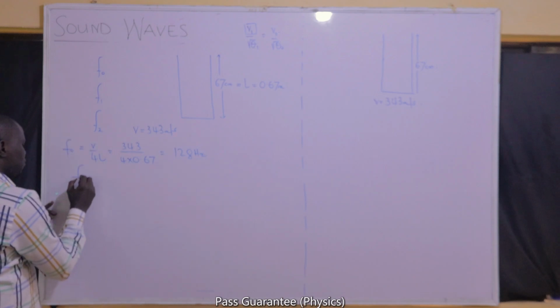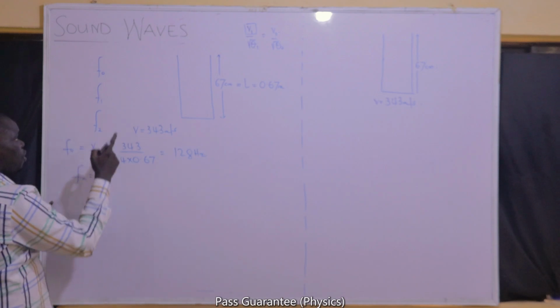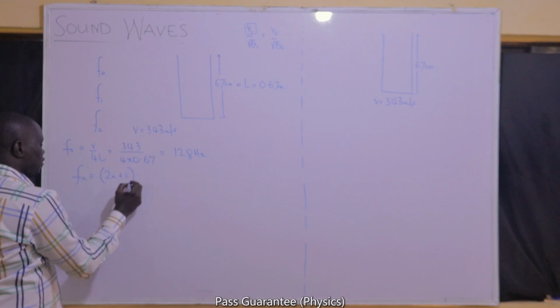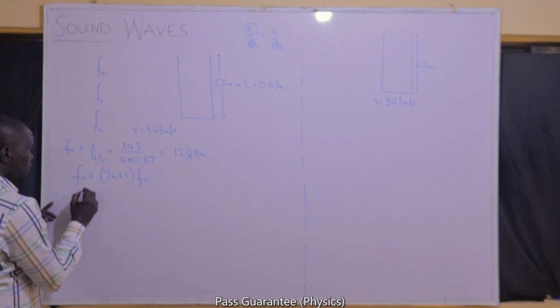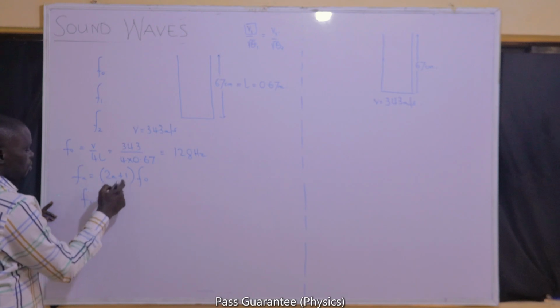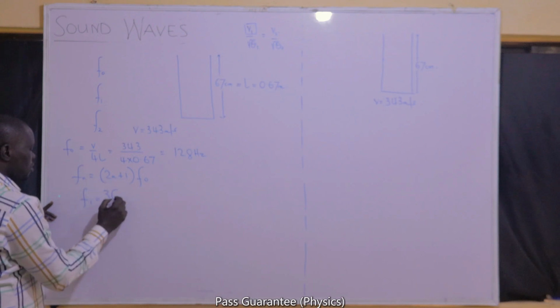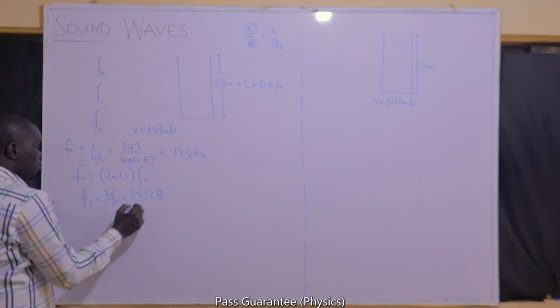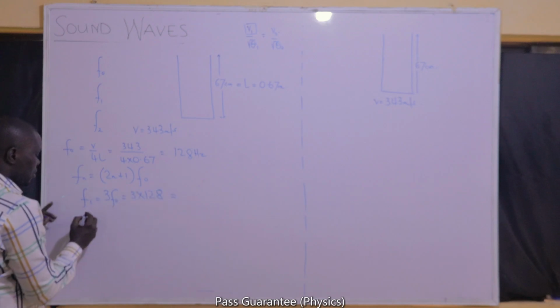Remember that the general formula for finding other frequencies for closed pipe is 2n plus 1 F naught. So F1 that they want me to find, if I put 1 here, 2 times 1 plus 1 is 3 F0. That will be 3 times 128. That is why F0 is good. If you know F0, you can get every other one.